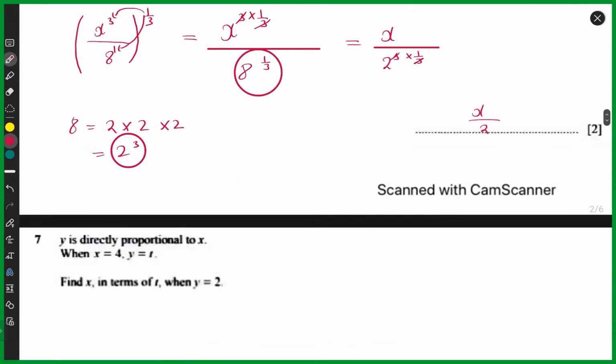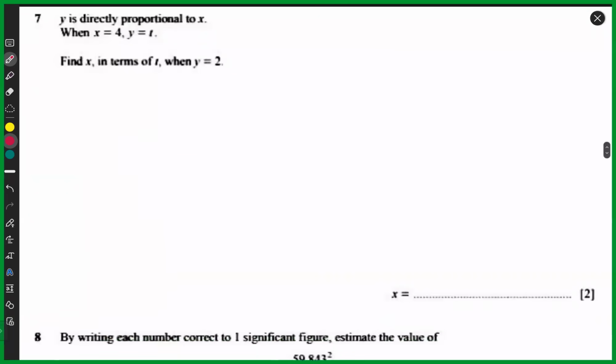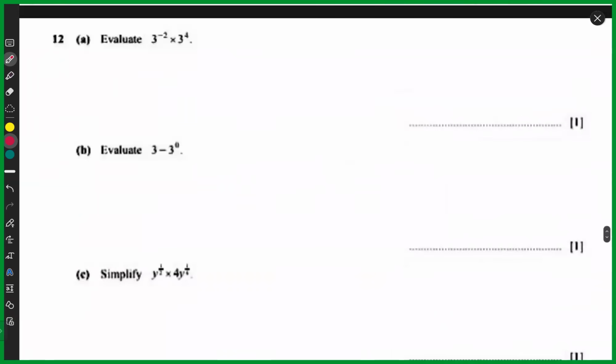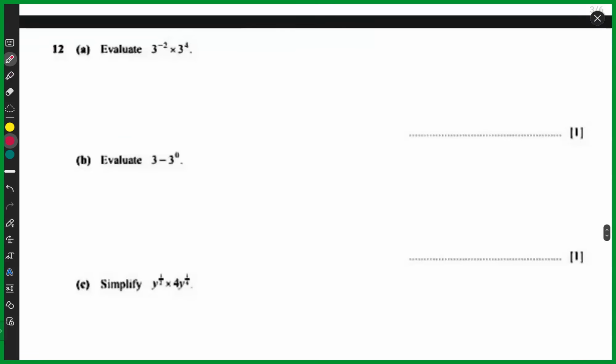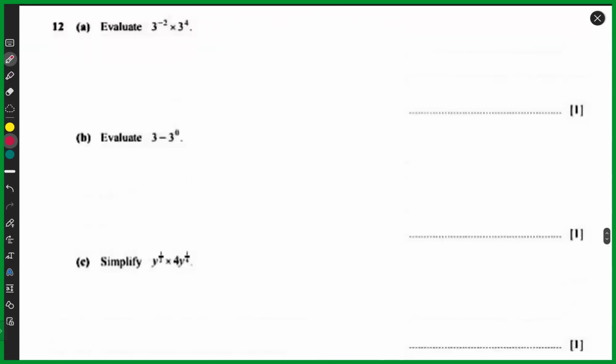Acha, the seventh, we'll talk about seventh question later on because this is something that we are not talking about right now. And for the homework, I just sent all the questions just so you guys could practice. Let's talk about the third part of the 12th question, or maybe all the parts is fine. It says evaluate 3 power minus 2 multiplied by 3 power 4. Okay, so what do we know?